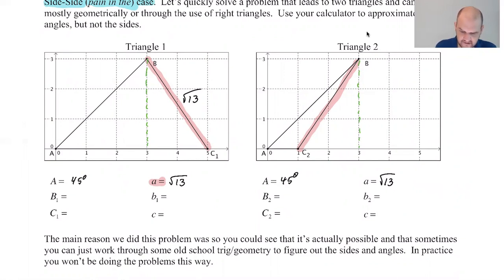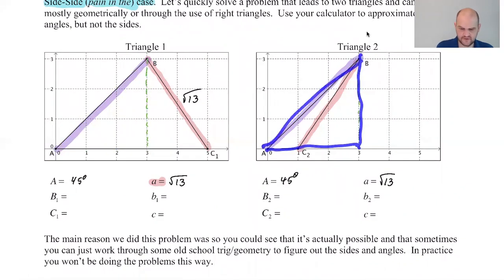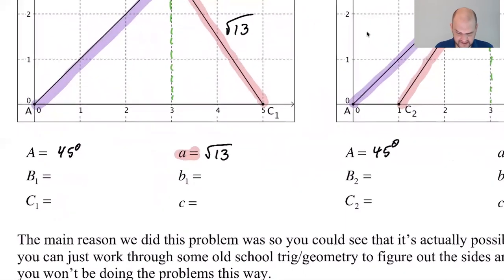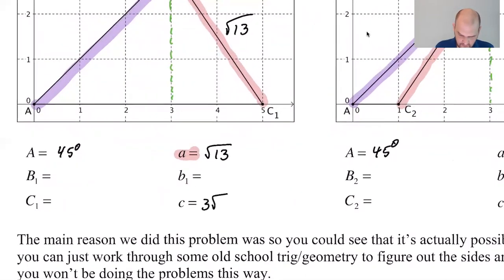So I'm looking for a color to highlight with. We need this side. We also need this side, and you can just visually see that they're the same. They're both 3, 3, 3 root 2. Here's 3, 3, 3 root 2. So they're both 3 root 2. So that is opposite angle C is 3 root 2.